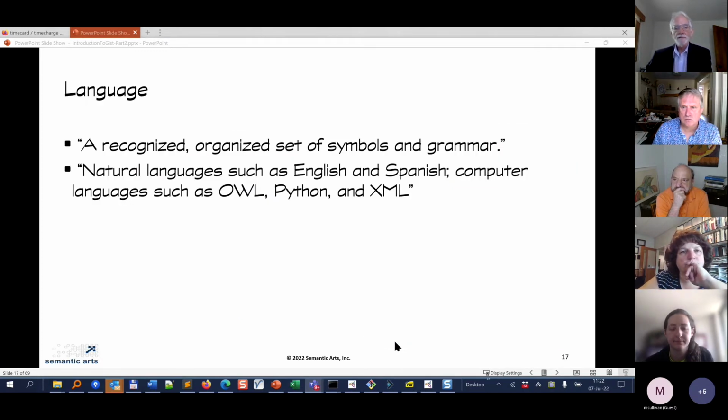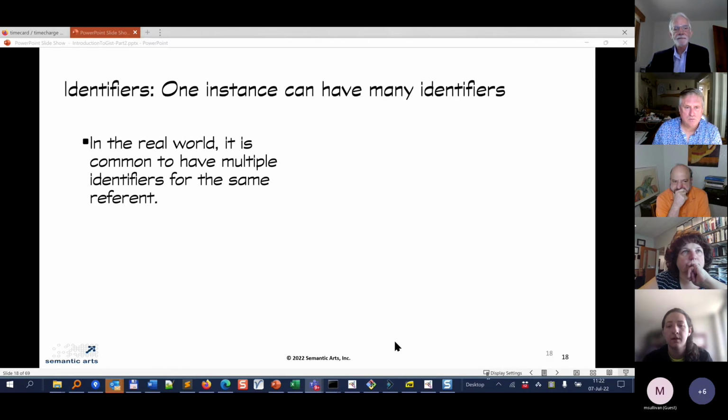Language. What is a language? A recognized, organized set of symbols and grammar. This is a pretty broad definition. Natural languages such as English, Spanish, Chinese. Computer languages such as Python or Java or XML, all kinds of different things are languages. It's meant to be inclusive of all that.